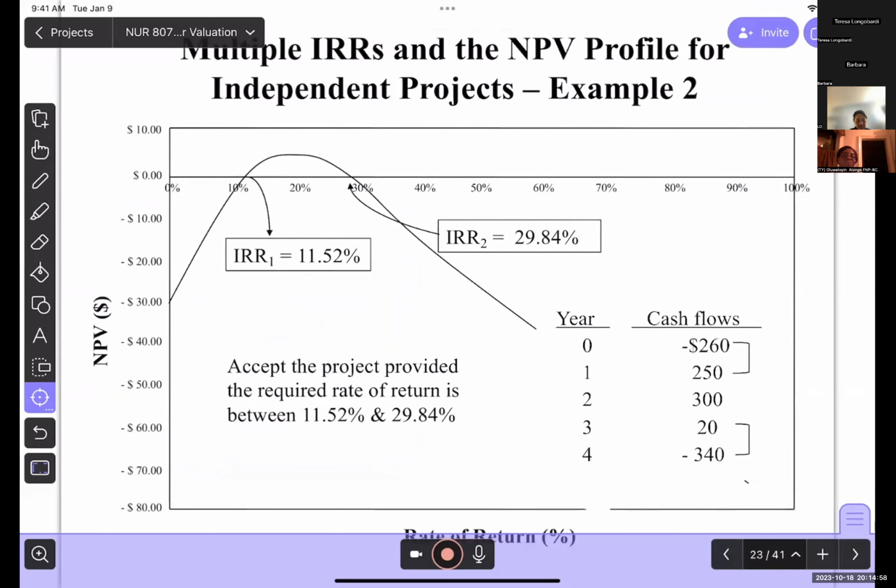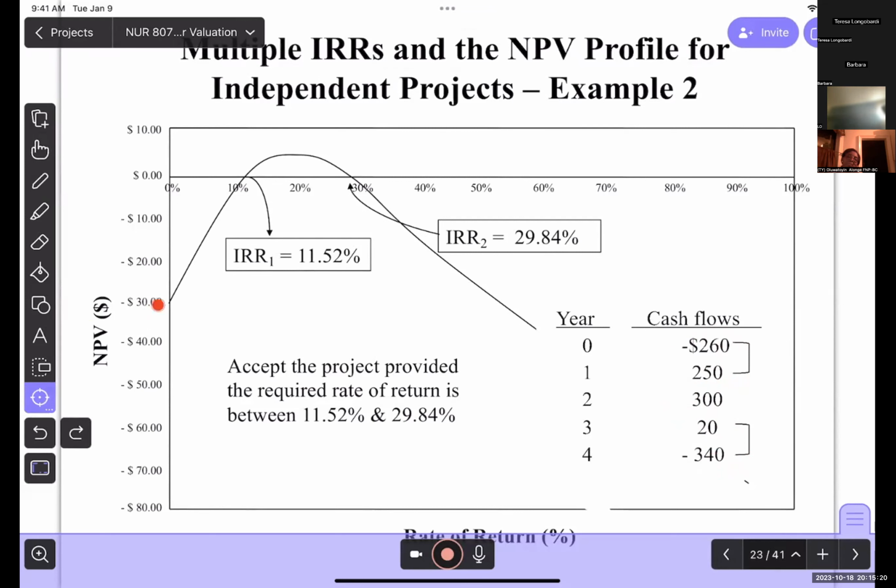So here are the cash flows. What would you say about this project? I've done it already for you. These are the cash flows. It goes from negative to positive, then positive to negative. So I know that there are up to 2 returns because it's going to curve.